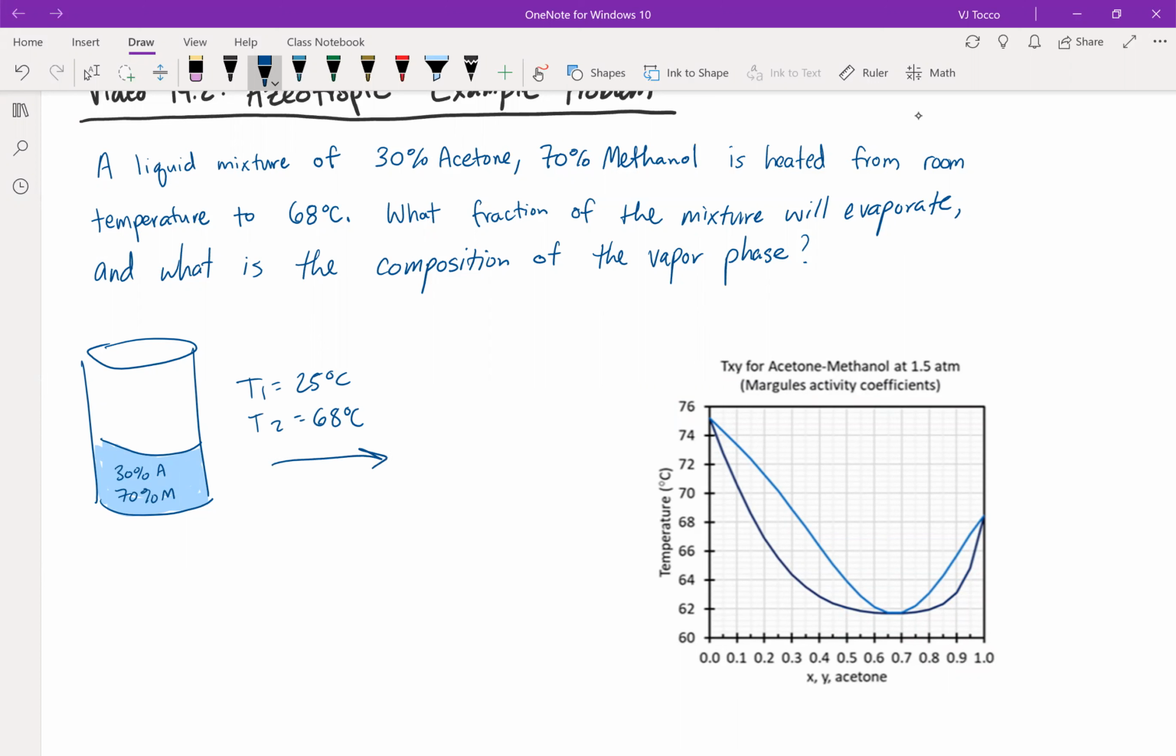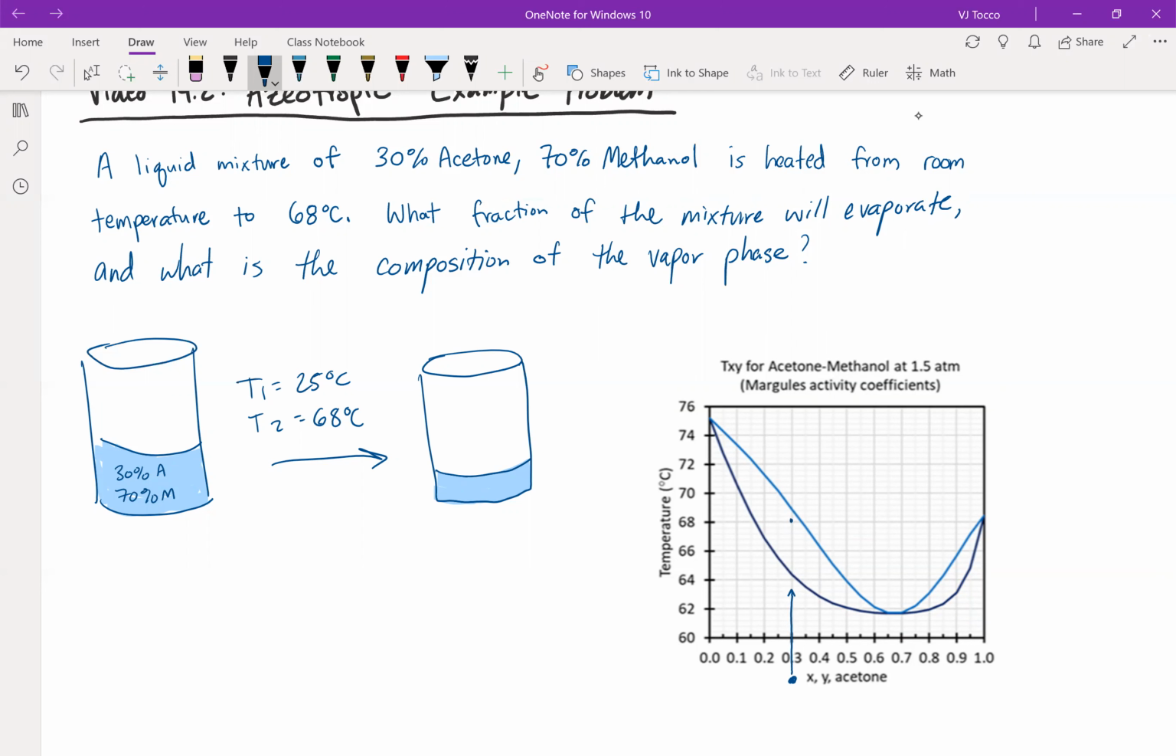And we want to find what is the fraction of the liquid that has evaporated and what is the composition of that vapor. So two completely different questions that we're asking here. So all I have to do is go to my TXY diagram. At 30% acetone, my room temperature is going to be somewhere far down there, so far below 60 degrees. Doesn't really matter, it's going to be all liquid. We're going to heat this now, continue up until we hit 68 degrees.